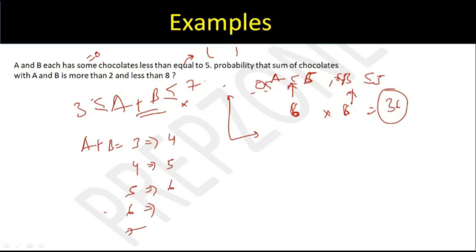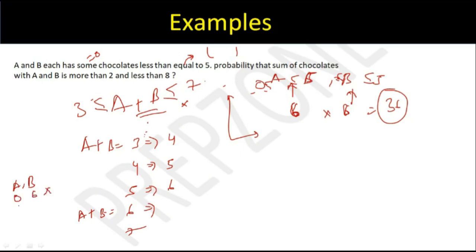Anyone? Number of solutions for A plus B equals 6. See, it could have been 7, but A cannot receive more chocolates. A can only have chocolates less than or equal to 5, right? So let me do it here. A comma B. If A is 0, B will be 6, which is not possible because B has to be less than or equal to 5.